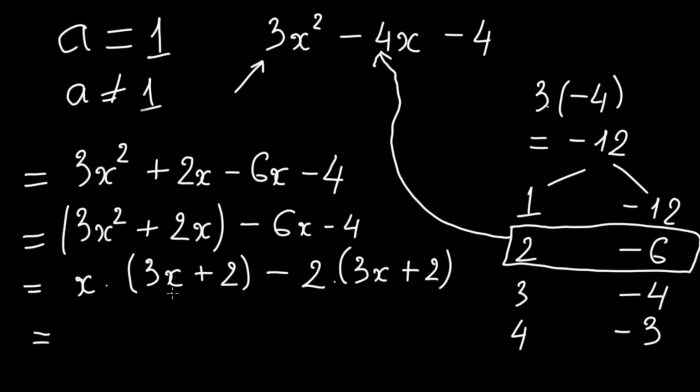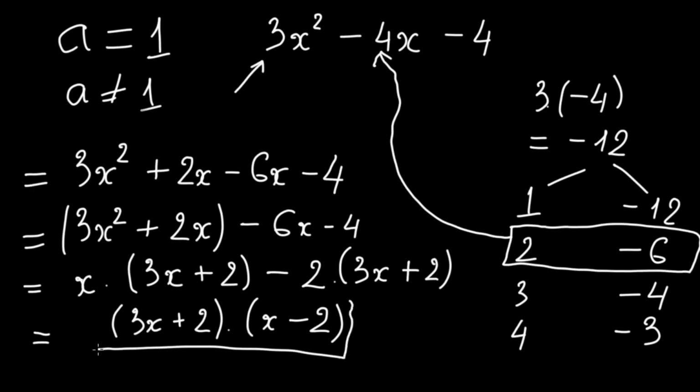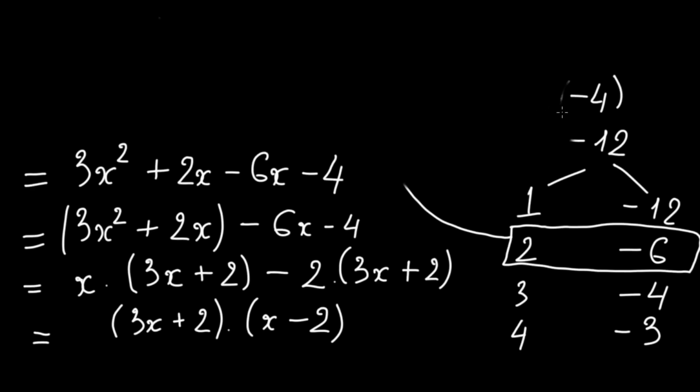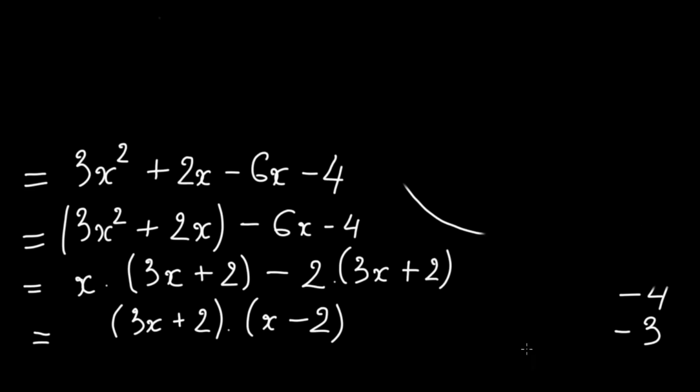Now you see the common factor 3x plus 2, right? So we put 3x plus 2 outside the parentheses, and we put x minus 2 right here. And this is the final answer for this question when a is different than 1. In this case, a equals 3. If the problem asks you to solve for x, which means to find all the values of x that make the expression equal 0, then we put the final answer equal 0.